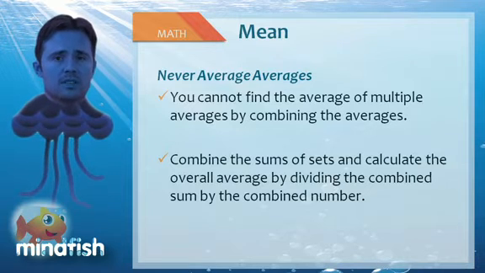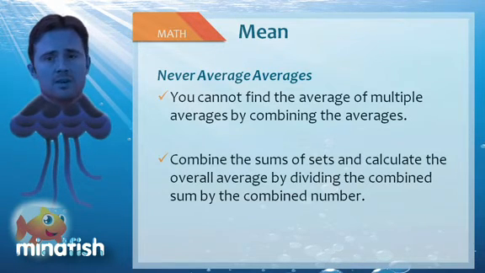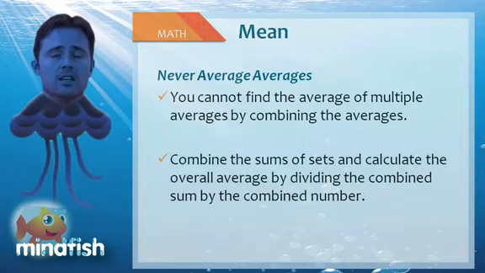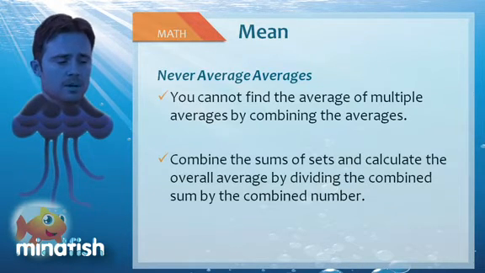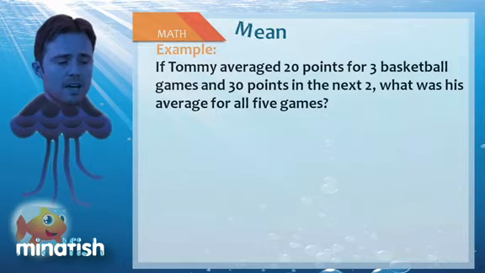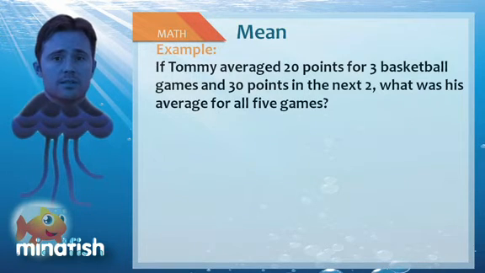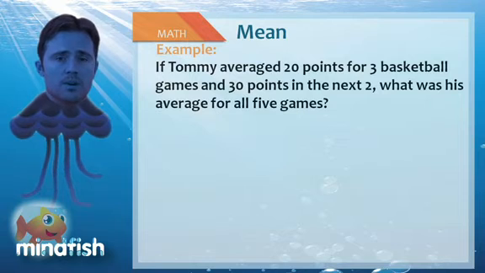If you average 20 points a game for 4 games in basketball, 30 points a game for 3 games, you do not want to add those 20 and the 30 and divide. You need to get the total and divide by the number. So let's do this problem. If Tommy averaged 20 points for 3 games and 30 points for 2 games, what was the average for all 5 of his games? Again, we don't add 20 and 30 and divide by 2.